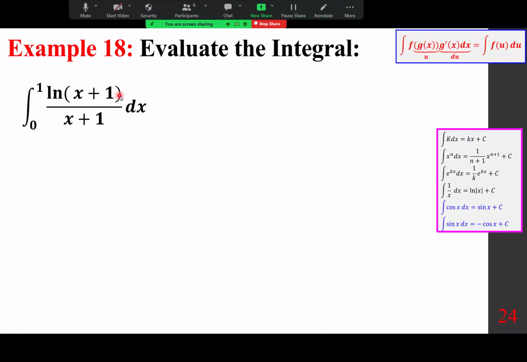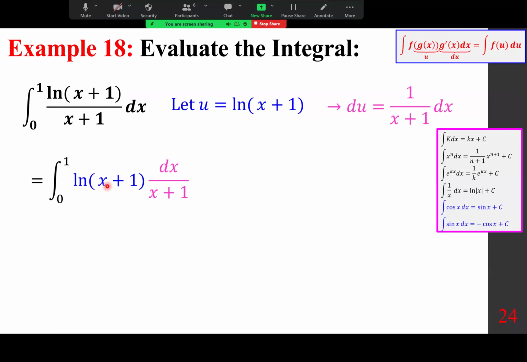You have a natural log, and you're integrating. That is a choice of u. The derivative is 1 over x plus 1 times the derivative of the inside, which is 1, or simply 1 over x plus 1. That makes du 1 over x plus 1 times dx. So we can rewrite this so it becomes clear that we are dealing with u and du.